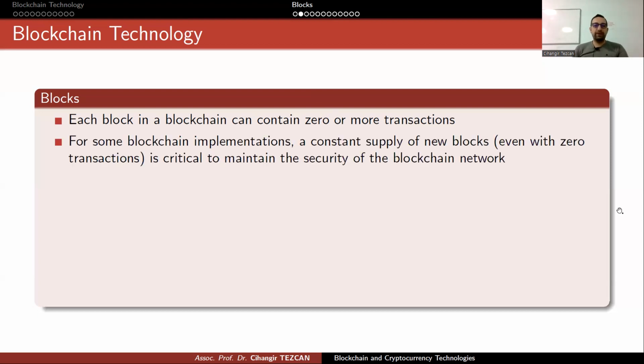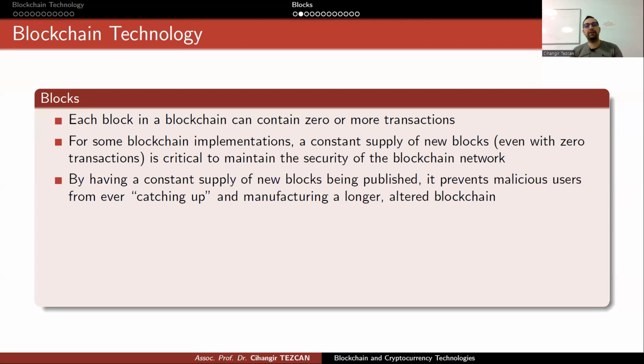For some blockchain implementations, a constant supply of new blocks, even with 0 transactions, is critical to maintain the security of the blockchain network, which is what I mentioned just now. By having a constant supply of new blocks being published, it prevents malicious users from ever catching up and manufacturing a longer altered blockchain.